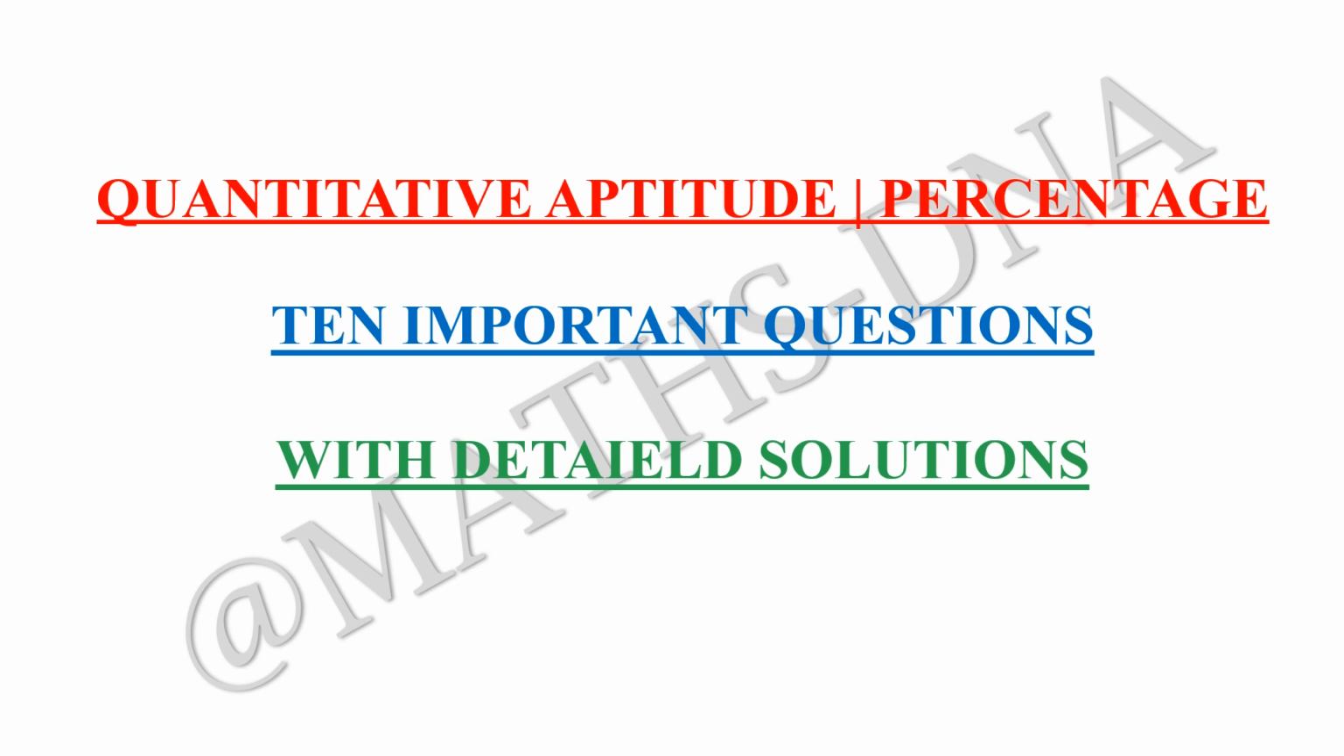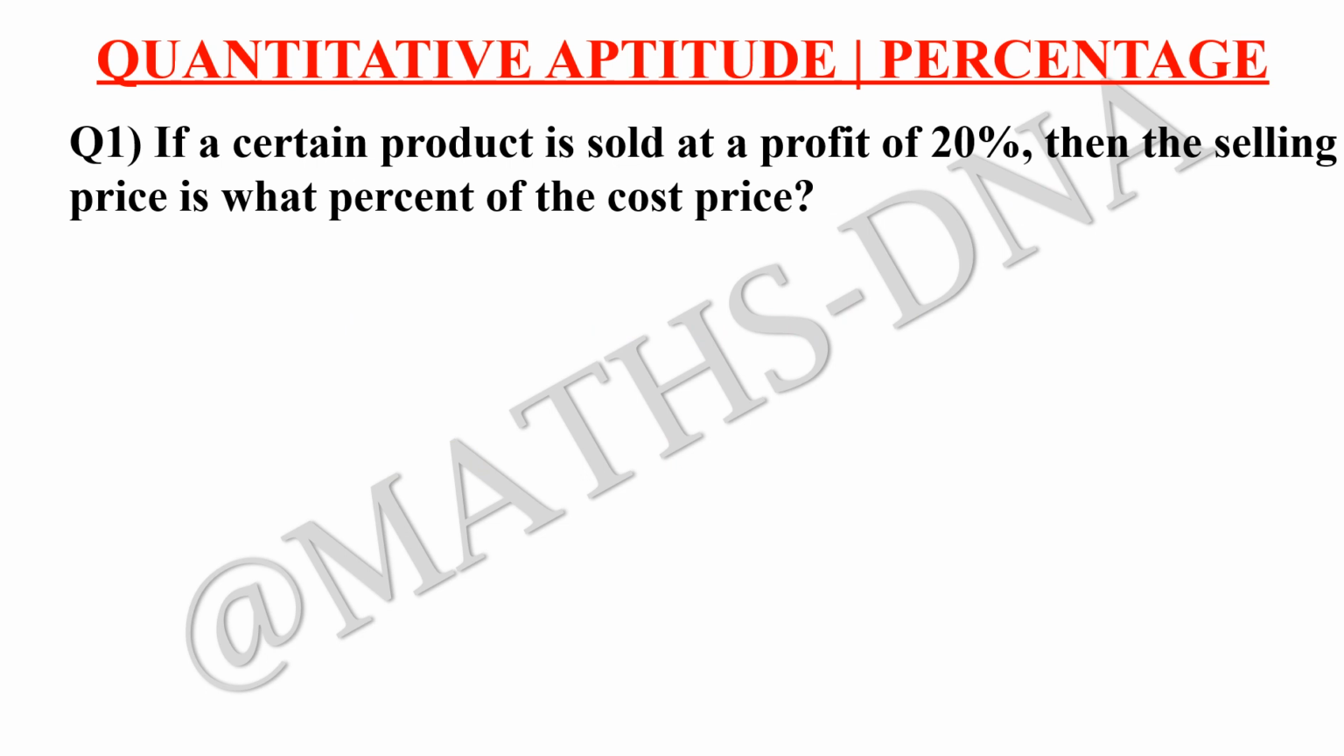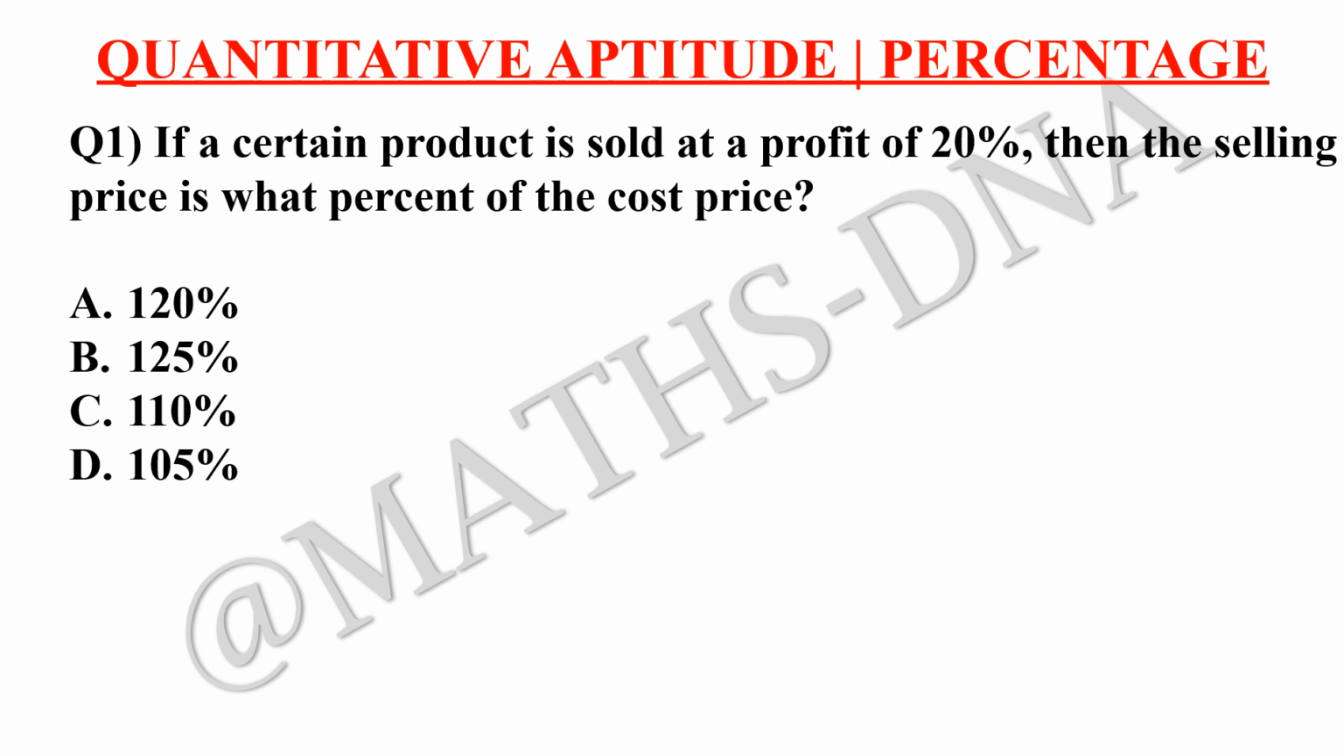Now, the first question: if a certain product is sold at a profit of 20%, then the selling price is what percent of the cost price? The options are given to us as A 120%, B 125%, C 110%, and D 105%. We are beginning with the simple ones.